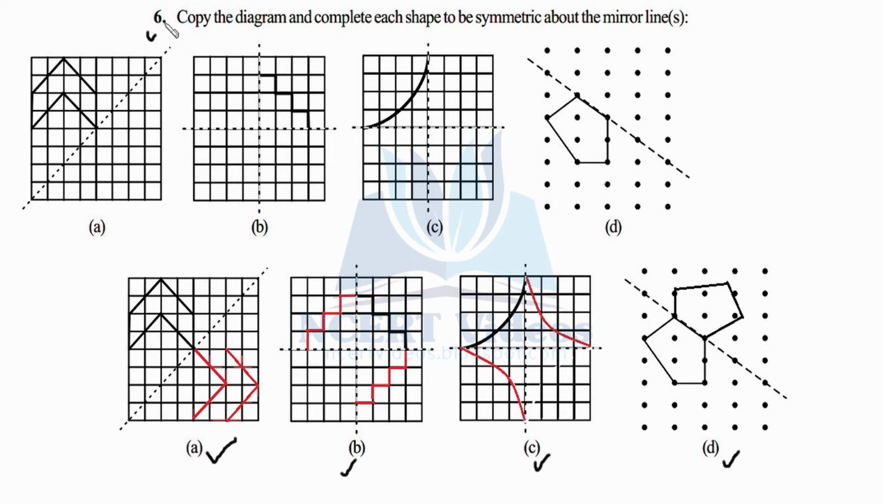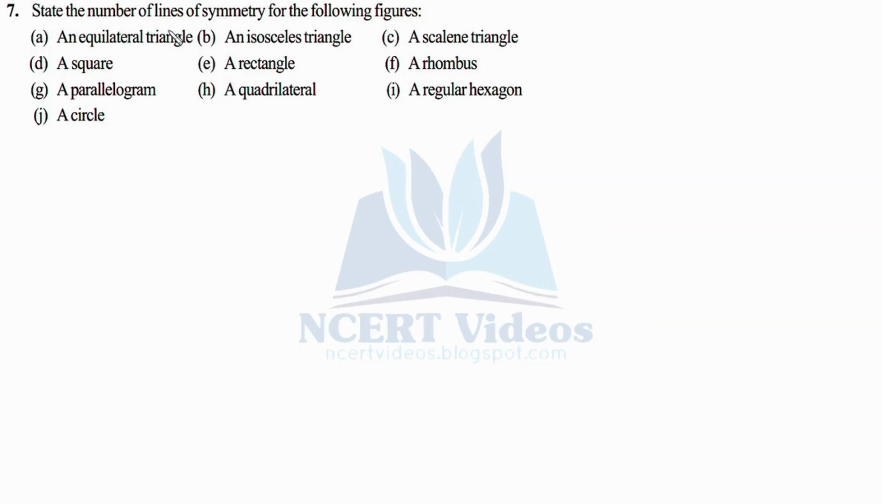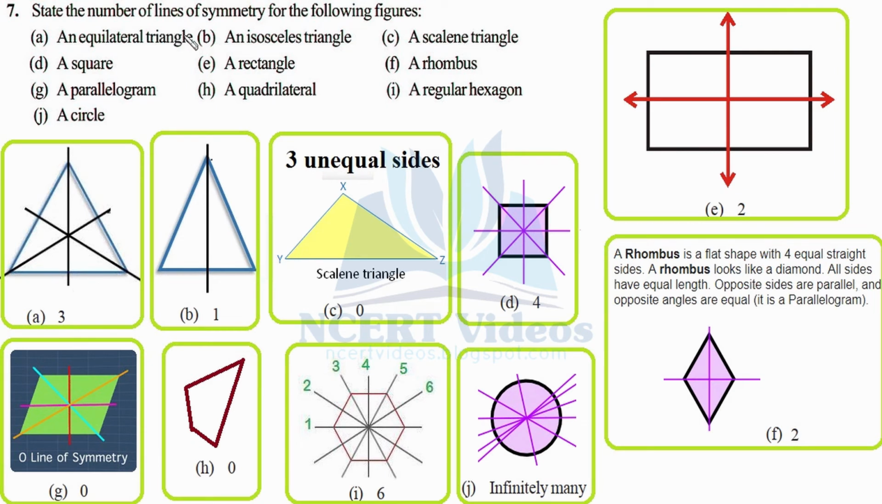That is 6th. Question 7. State the number of lines of symmetry for the following figures from A to J. For an equilateral triangle, what is an equilateral triangle? Equal angles and equal sides. We have obviously 3 lines of symmetry, already did in the previous standard. So this, that is going from each vertex. Second, isosceles triangle, 2 sides are equal, base side is different, and these angles are equal, only 1 line of symmetry.